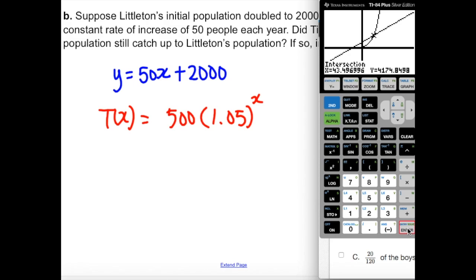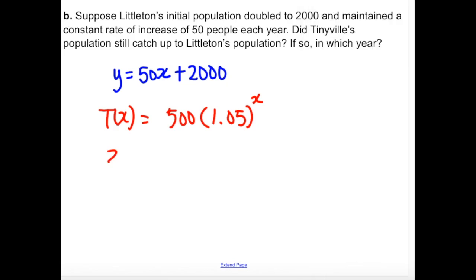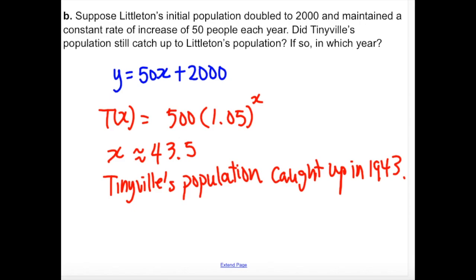And then my x is about 43.5. So in which year? So x is approximately 43.5. So in year 1943 would be when the Tinyville population catches up to Littleton's population.